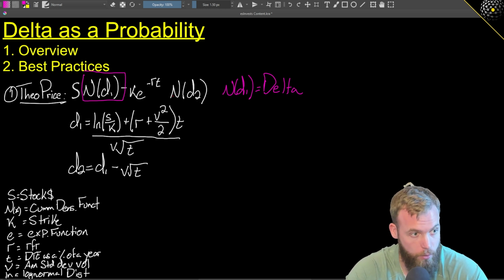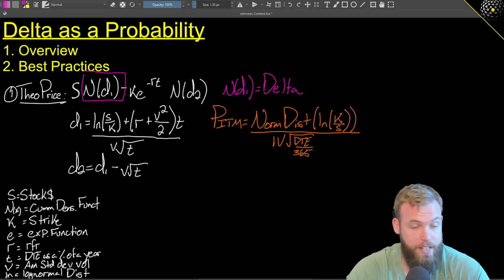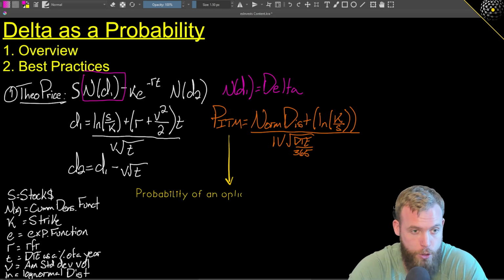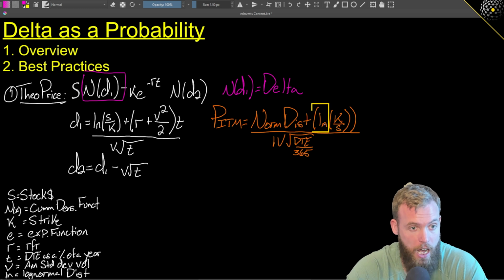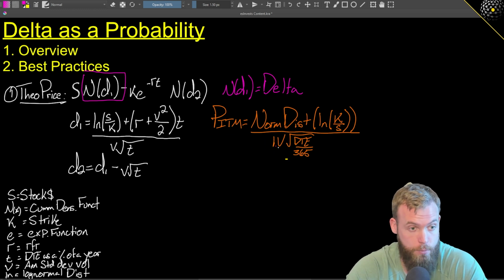You're probably over there thinking, what the hell is the cumulative density function of this one? Well, that's D2, fun fact. Okay, but why does it actually matter? Well, let's take a look at how we calculate the probability of an option being in the money. You take the normal distribution of the log normal function of strike divided by stock price. All of that's divided by volatility times the square root of DTE over 365.